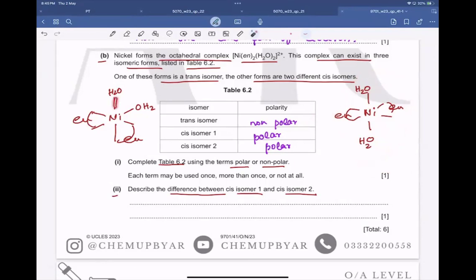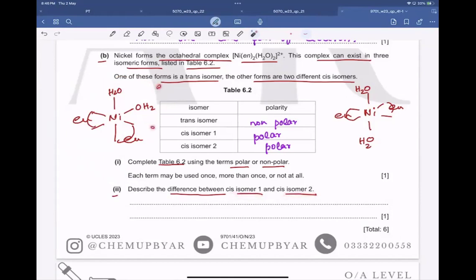Now, in this case, if you see, the two water molecules are at 90 degrees to each other. So obviously their electronegativity difference is different. So one side becomes partial negative and the other side becomes partial positive, making it polar. Yes, that's what I said initially, that the trans one is non-polar and the cis one is polar. Now they are asking the difference between the two cis.